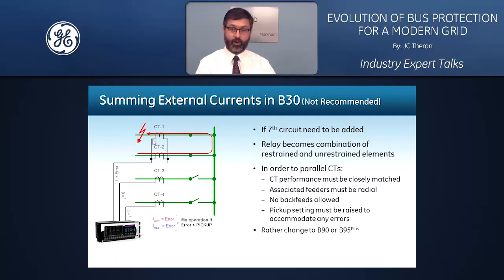However, if CTs are paralleled, CT performance, of course, must be identical. Associated feeders must be radial, in other words, no feedback can be tolerated, and pickup settings of the differential has to be raised. It has to be made less sensitive to compensate for this spurious differential that we can see in this case without any restraint current.